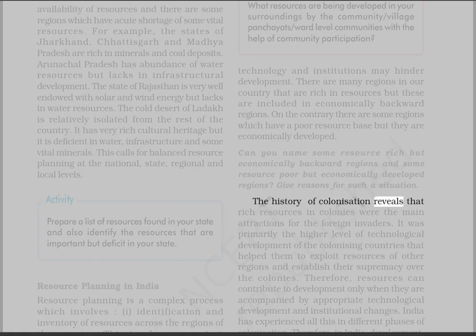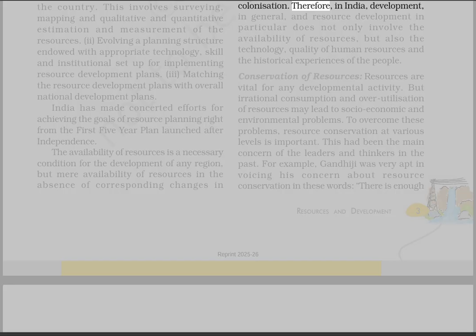The history of colonization reveals that rich resources in colonies were the main attractions for the foreign invaders. It was primarily the higher level of technological development of the colonizing countries that helped them to exploit resources of other regions and establish their supremacy over the colonies. Therefore, resources can contribute to development only when they are accompanied by appropriate technological development and institutional changes. India has experienced all this in different phases of colonization. Therefore, in India, development, in general, and resource development in particular does not only involve the availability of resources, but also the technology, quality of human resources and the historical experiences of the people.